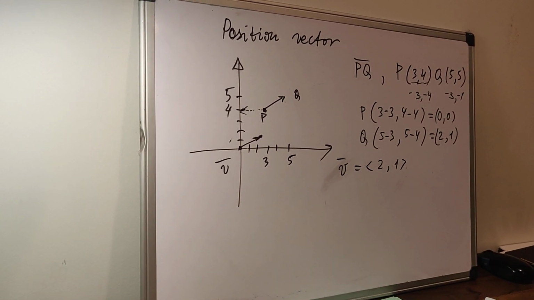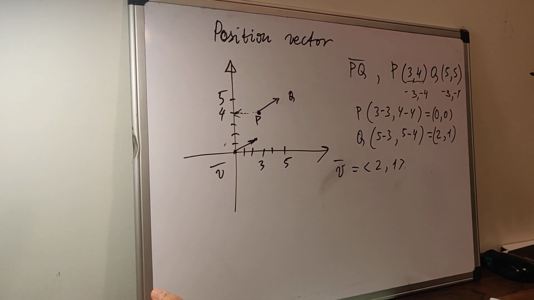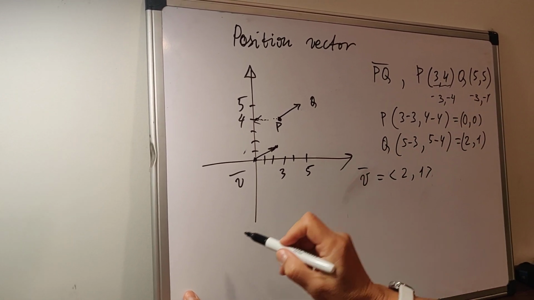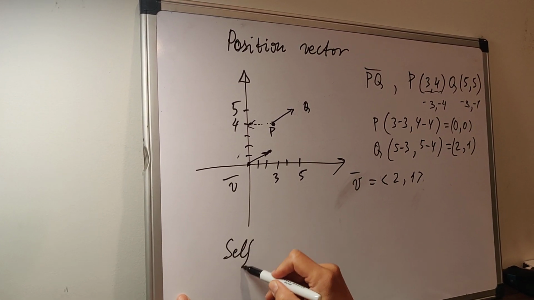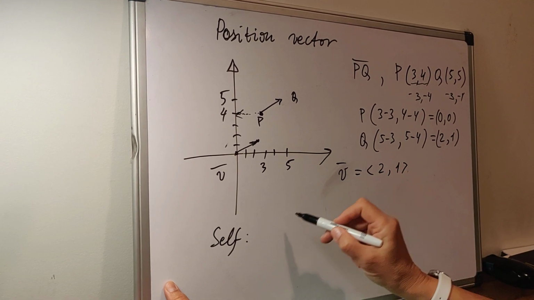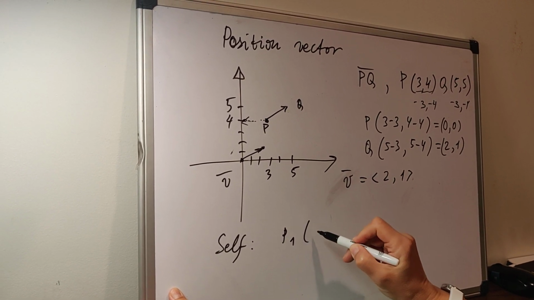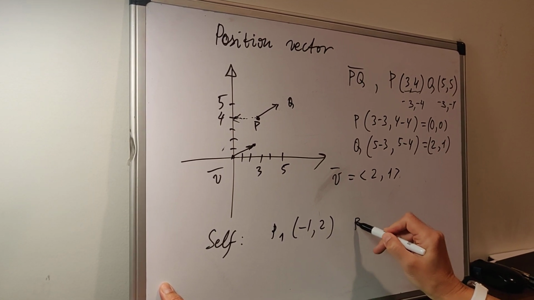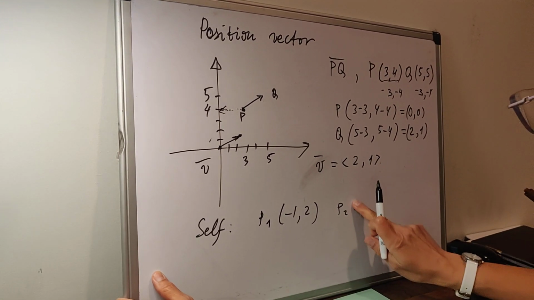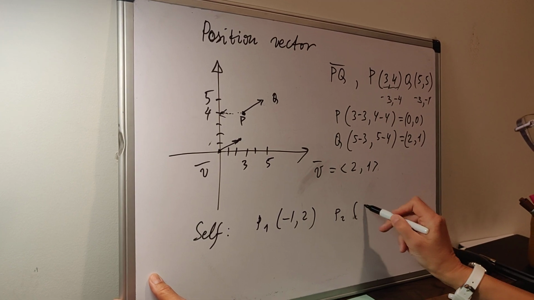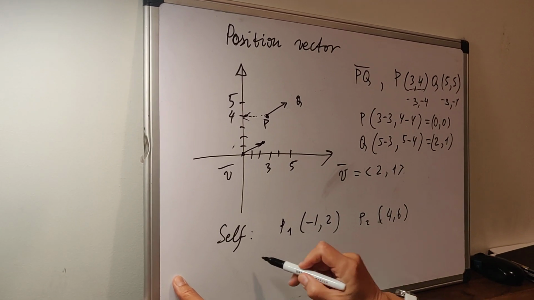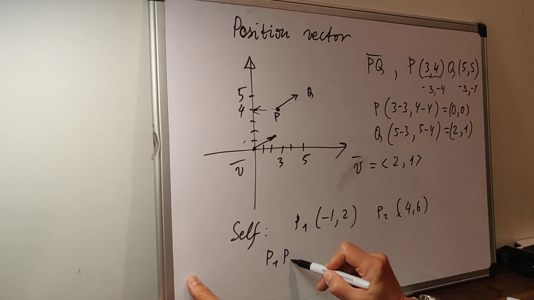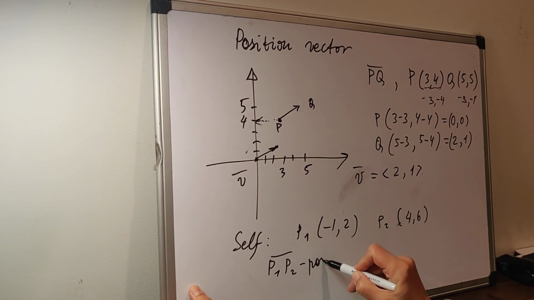Let me do an example of finding a position vector. First, I'm going to put up the example, and you try to do it. If it does not work, I'm going to help you. Somebody gives me coordinates of 2 points. The initial point of a vector P1 has coordinates -1, 2, and the terminal point has coordinates 4, 6. And they're asking, can you find the position vector?